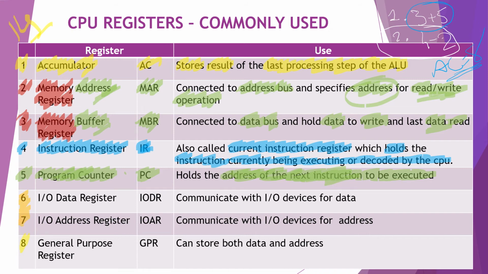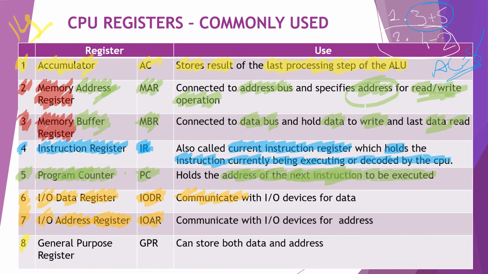Okay, then we have 6 and 7, which we will take together. 6 and 7 are both the input output registers. See, ultimately when we talk about read and write operations, we cannot perform any operation without input output devices. So here we have two exclusive registers. One is related to the data and the second is related to the address. So IODR and IOAR.